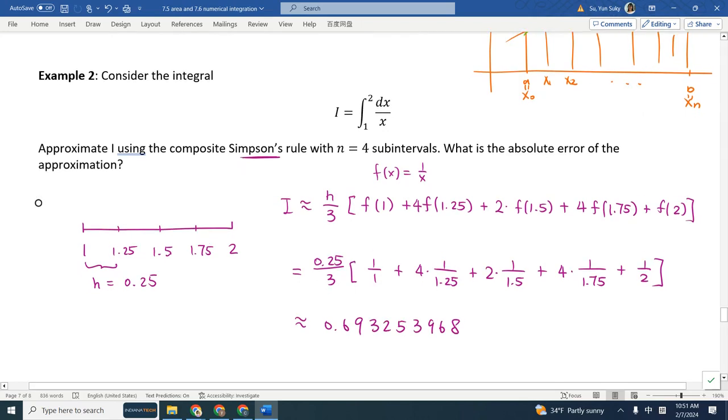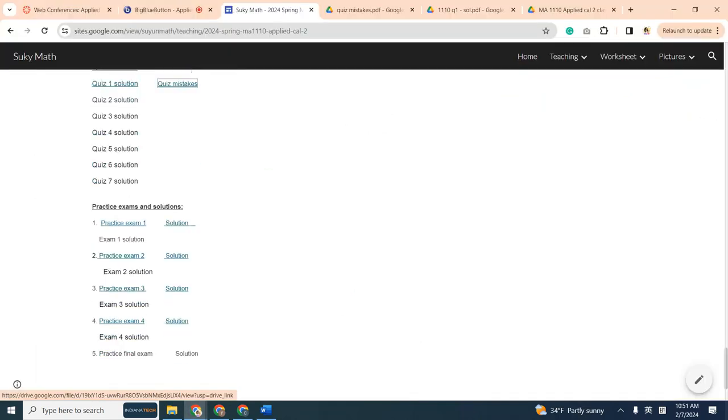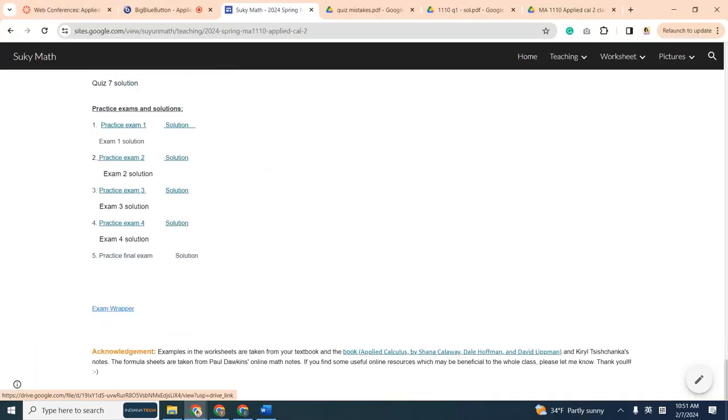Okay, so let's continue next class. We'll do more examples of the Simpson's method, and next class is also a review. So please feel free to print out the practice exams. After we finish everything, you just do the practice exams. Where is the practice exam? On the website at the bottom.